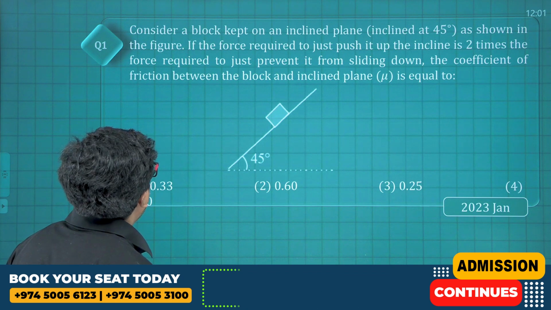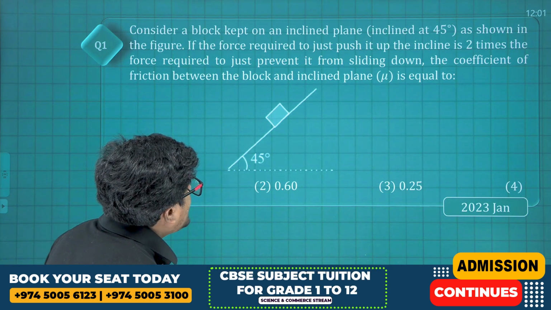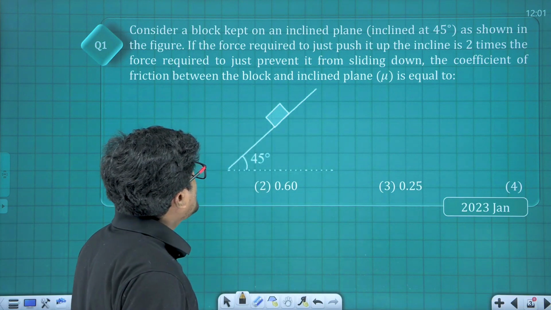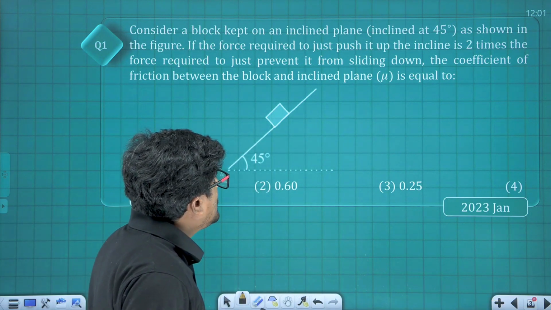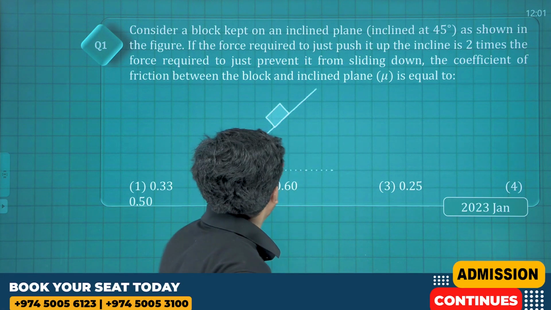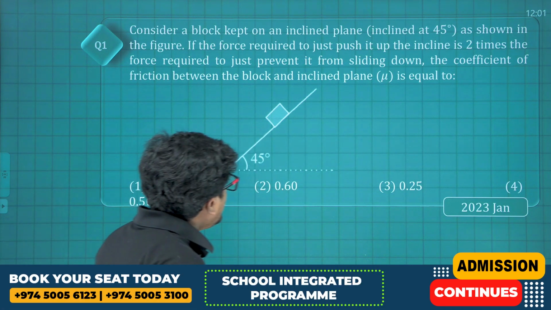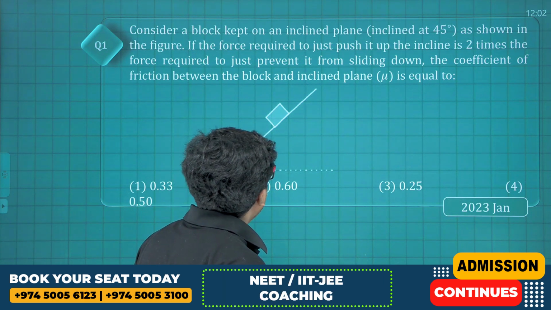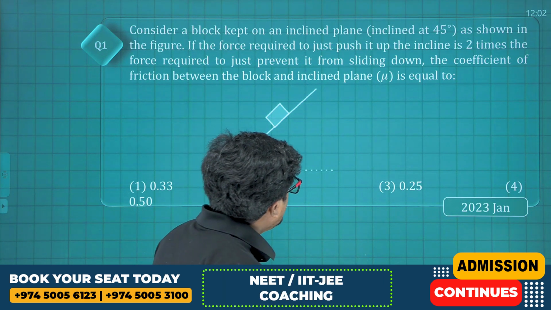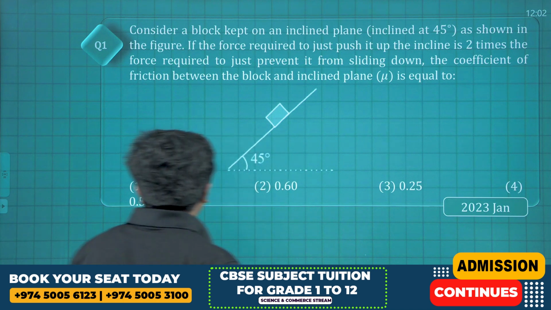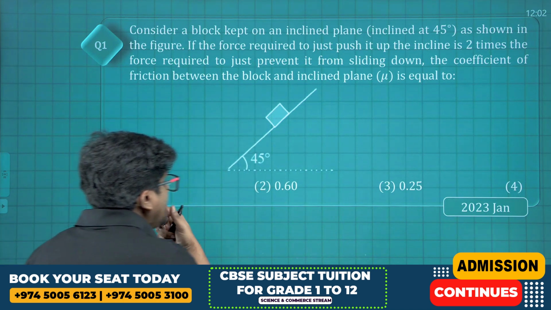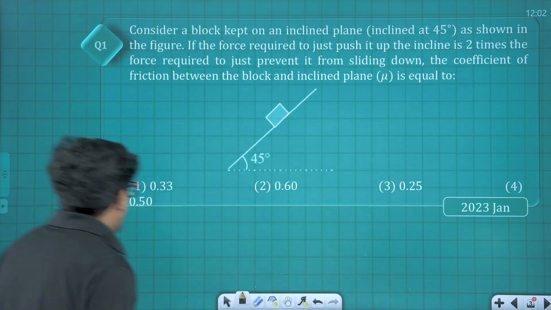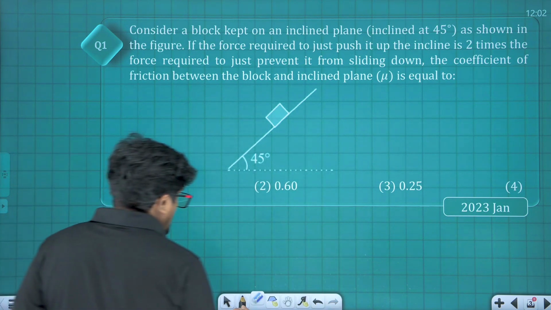Consider a block kept on an inclined plane inclined at 45 degree as shown in the figure. If the force required to just push it up the incline is 2 times the force required to prevent it from sliding down, then the coefficient of friction between the block and the inclined plane mu is equal to: option A 0.33, option B 0.60, option C 0.25, and option D 0.5.